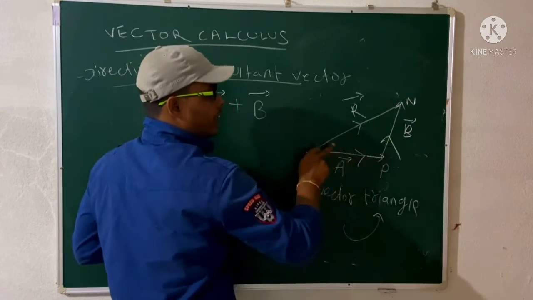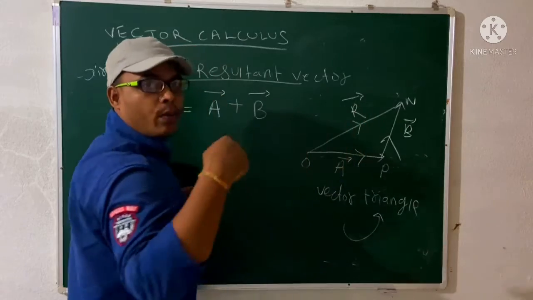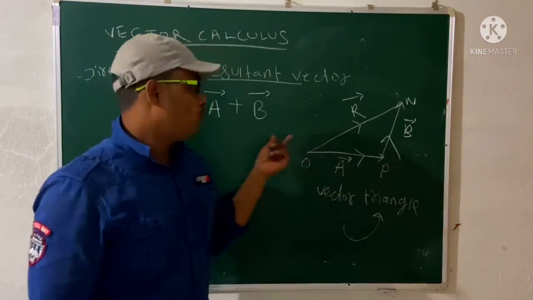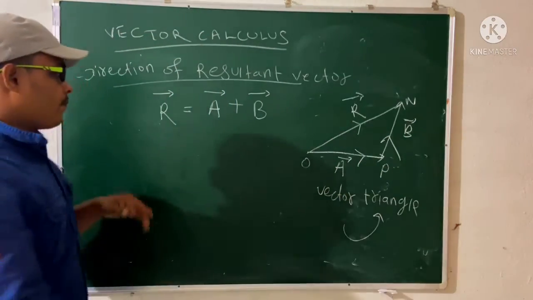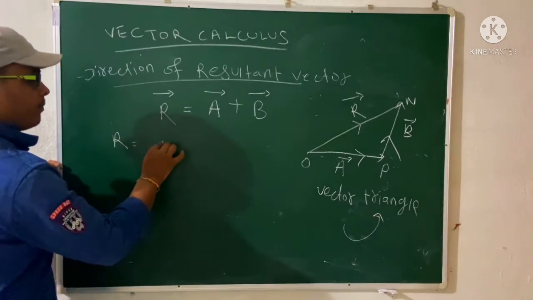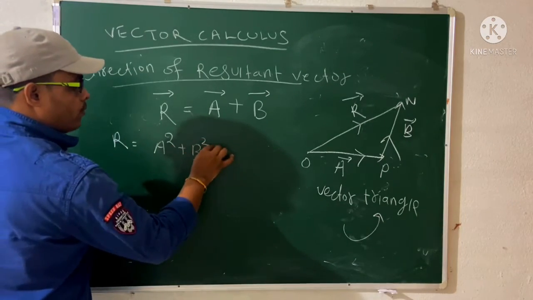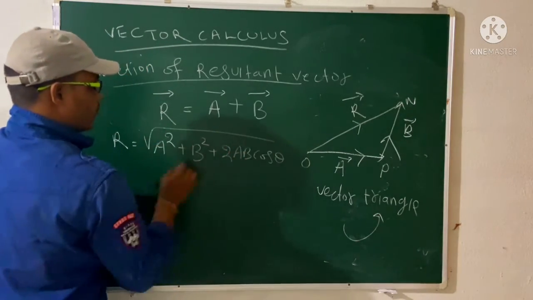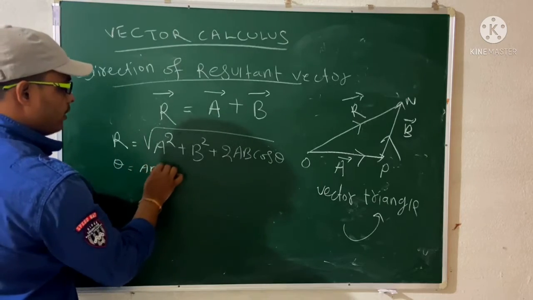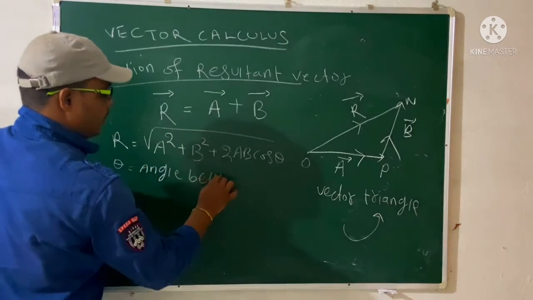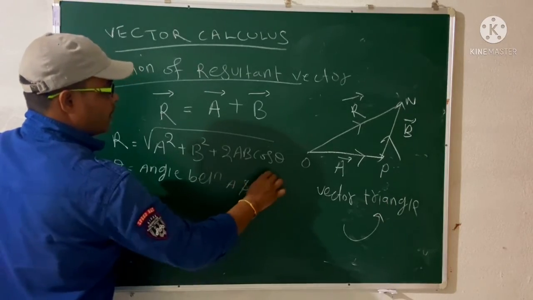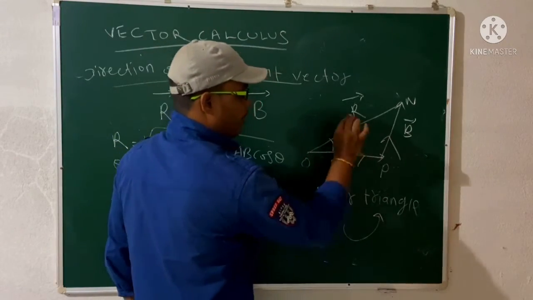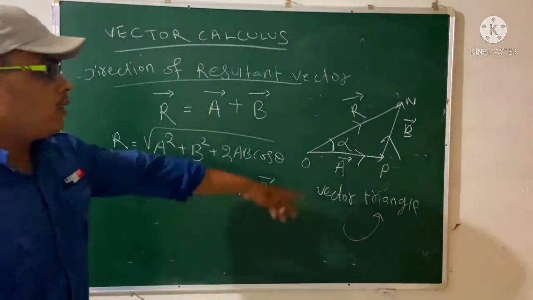So A and B are in the same path, but R is the opposite path. You take the opposite path on one side and the similar path on the other side. So this will be your resultant. And what will be the magnitude? The magnitude is the same: the root of A square plus B square plus 2AB cos theta. And theta is the angle between the A vector and the B vector, right? Now we have to find the angle alpha, that is, the direction of your resultant vector.